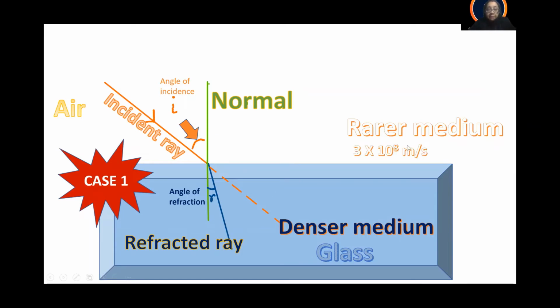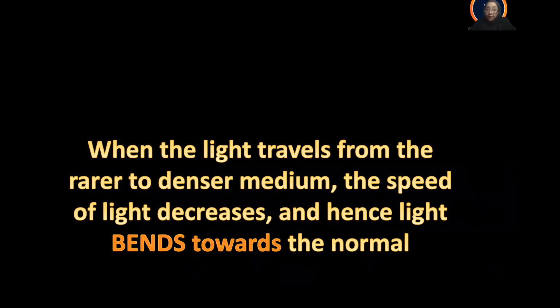And in this particular example, the light shows a decrease in speed from 3 times 10 to the power 8 meter per second to 2 times 10 to the power 8 meter per second. Now, this is case 1, where the angle of incidence, you can see from this figure, is greater than the angle of refraction. So let's embed this concept within our mind: when the light travels from the rarer medium to the denser medium, here the rarer medium is air and the denser medium is glass, the speed of light decreases and hence it bends towards the normal.